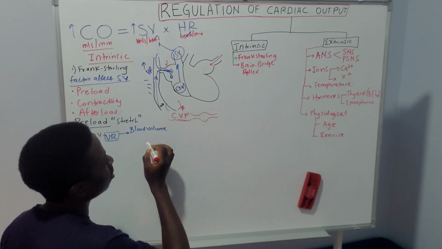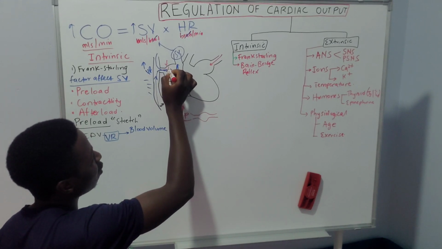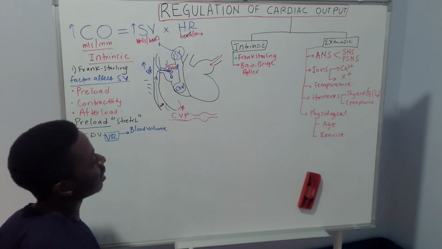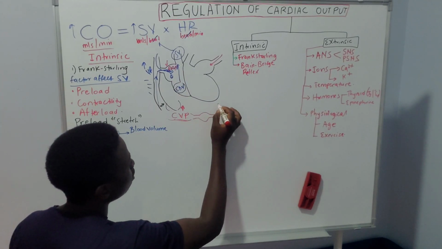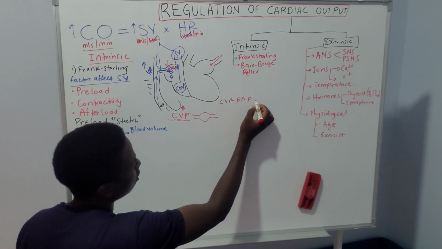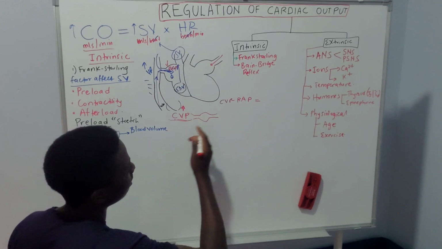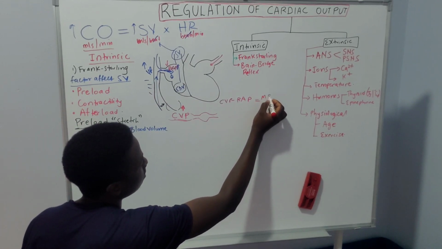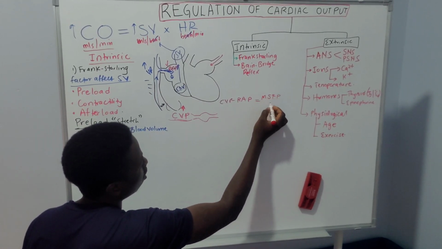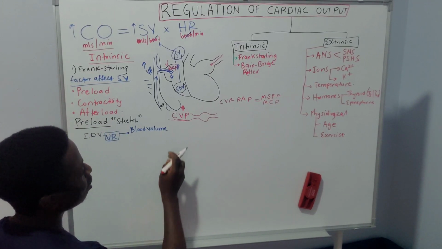This central venous pressure, okay, is compared to the pressure in the right atrium. So the right atrial pressure. So the difference between the central venous pressure and the right atrial pressure is what we call the pressure that is required to cause this venous return. Is what we call the mean systemic filling pressure, or what we call the mean circulatory pressure, okay? So this pressure is determined.